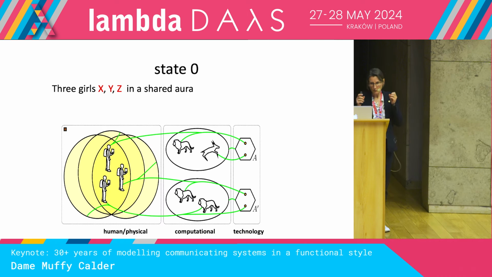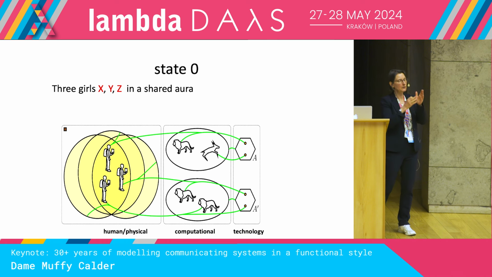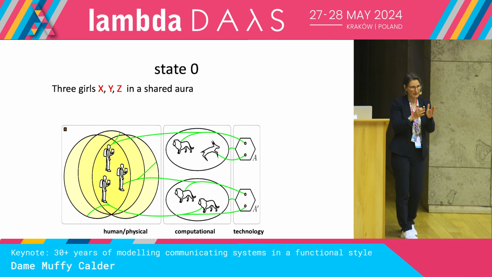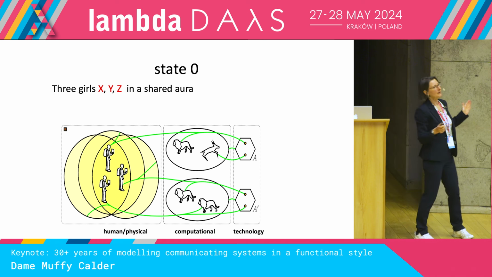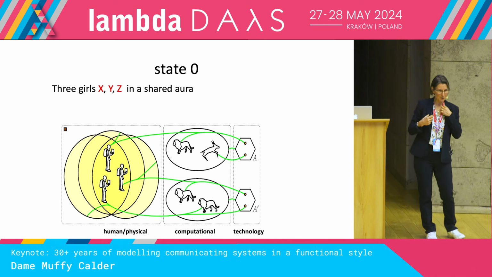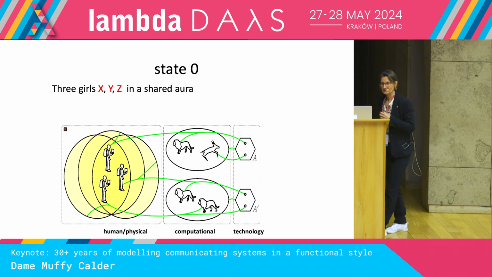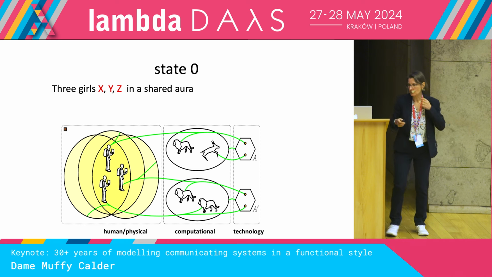Here, what I'm going to show you always has the same format. On the left, I'm combining the human and physical to make it a bit easier perspective. In the middle, I've got the computational perspective, and on the right is technology. And we start off with 3 girls. They actually have real names, but I thought I shouldn't reveal them. We're going to call them X, Y, and Z here. And they're all in a shared aura, which means they're talking with each other.